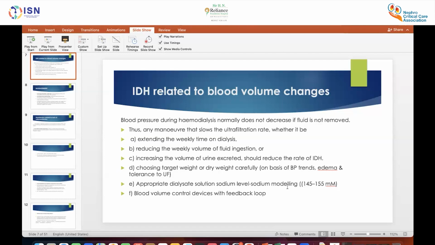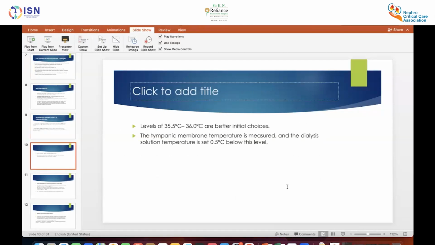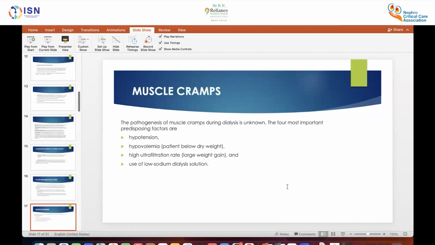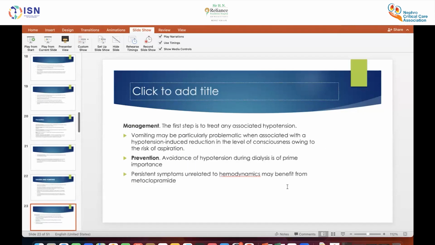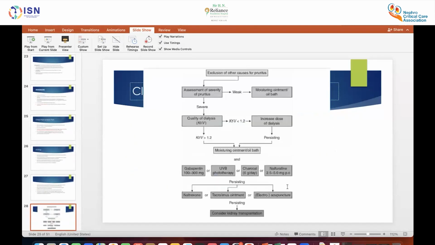Why tacrolimus ointment is used in case of itching? You said about itching. Persistent. Last sentence of naltrexone, tacrolimus ointment, and acupuncture. Why tacrolimus ointment? That is for Alok and Rishabh to talk about. If they are present, they can answer.